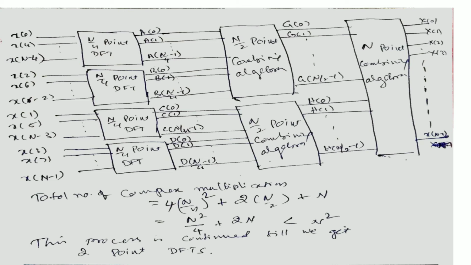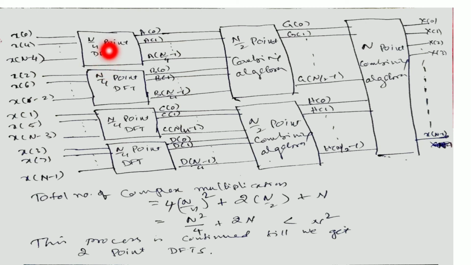Similarly, h of k is further decimated into two parts. Even indexed values of h of k are nothing but x of 1, x of 5, etc. And odd indexed values are x of 3, x of 7, etc. Now we are performing n by 4 point DFT for these values. Similarly, another n by 4 point DFT for these values, n by 4 point DFT for these values, and again another n by 4 point DFT for these values.